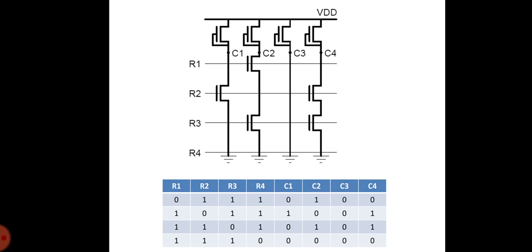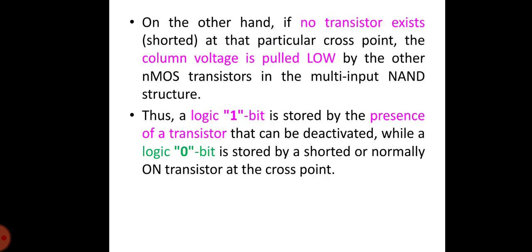And if the inputs are 1 0 1 1, which means that row 2 is selected, the output will be 1 0 0 1, because the transistor exists in the first and fourth column, and the second and third columns have no transistor. On the other hand, if no transistor exists at that particular cross point, the column voltage is pulled low by the other NMOS transistors in the multi-input NAND structure.